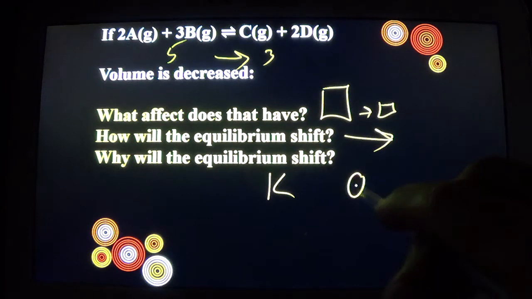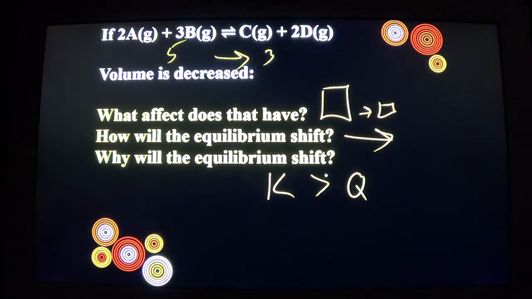Well, check out. There's K, there's Q. My sign goes that way. Oh, look, after shrinking the volume, Q became less than K. So it's going to shift to the right to make more products, but use up more reactants to make Q equal K.